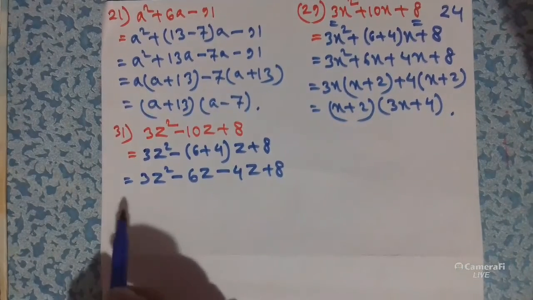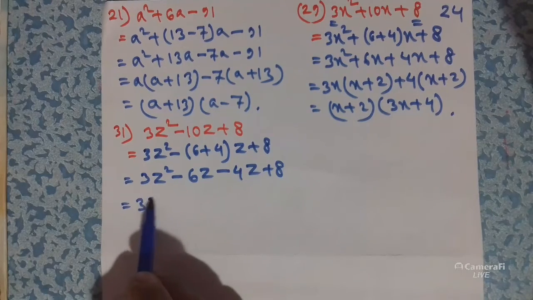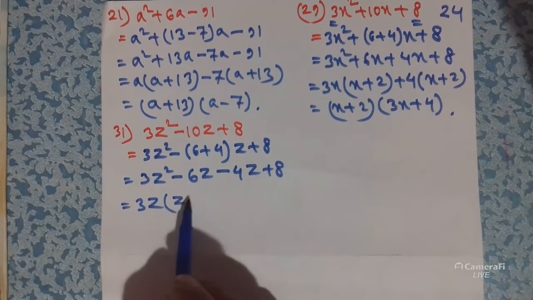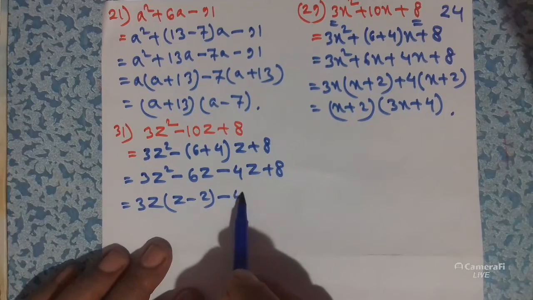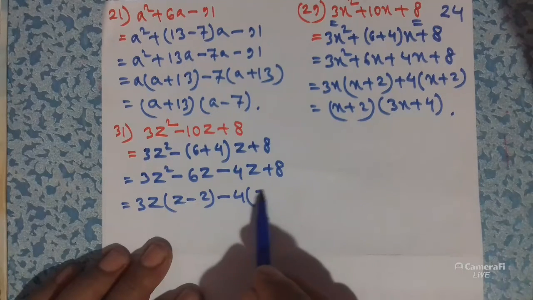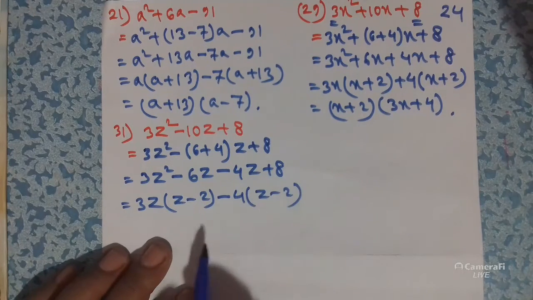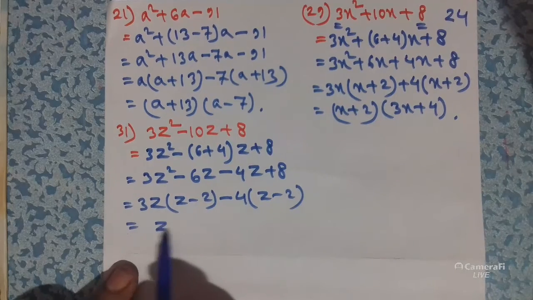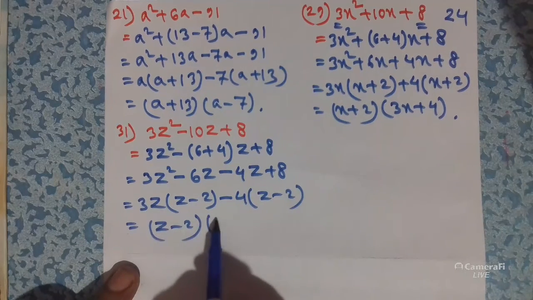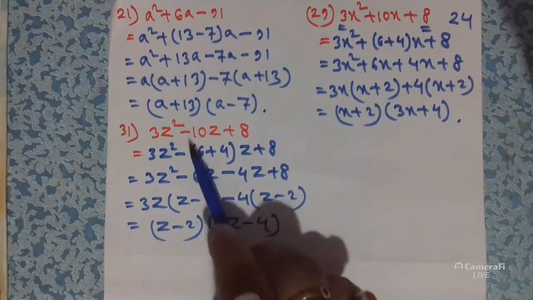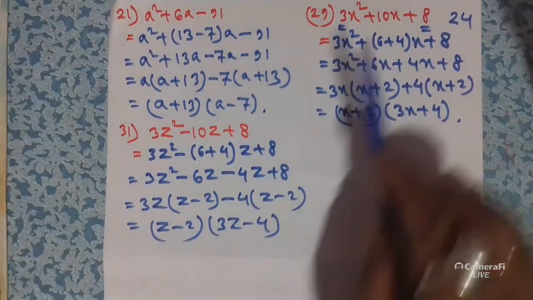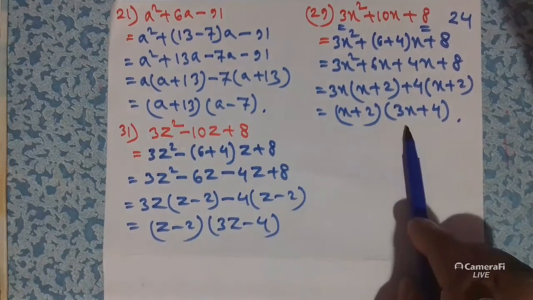Now from the first two terms we can take 3z as common, so here z and here minus 2 is left, and from the last two terms we have to take minus 4 as common, so here z minus 2, because minus into minus is plus. Again we can take z minus 2 and 3z minus 4. So for one different symbol, a different answer will come. You can see that.